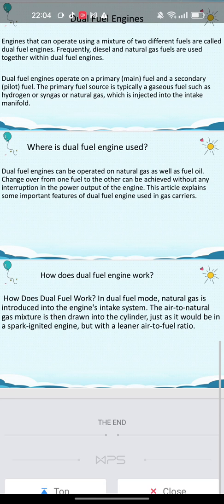In simple terms, when the engine works, the primary fuel, the gas and the air, are combined at the intake suction point. Then the secondary is the pilot fuel. This is used to ignite the mixture.